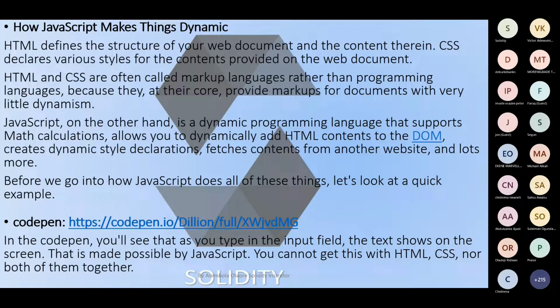So JavaScript, on the other hand, is a dynamic programming language that supports math calculations, allows you to dynamically add HTML contents to the DOM, create dynamic style declarations, and fetch content from other websites.